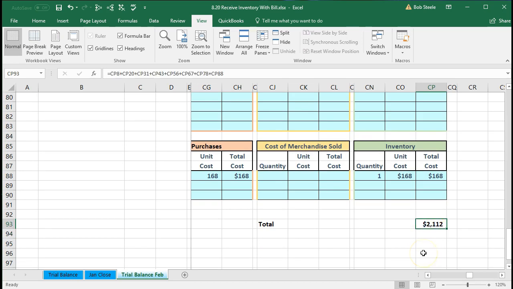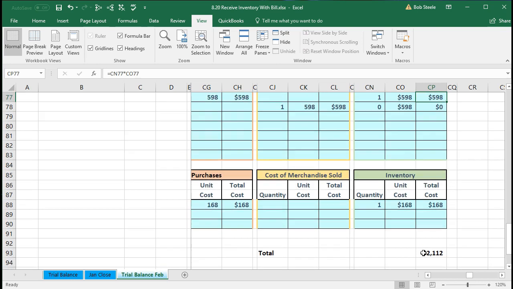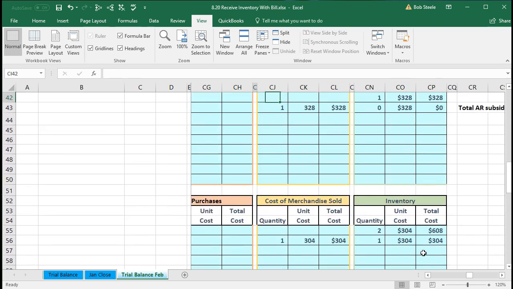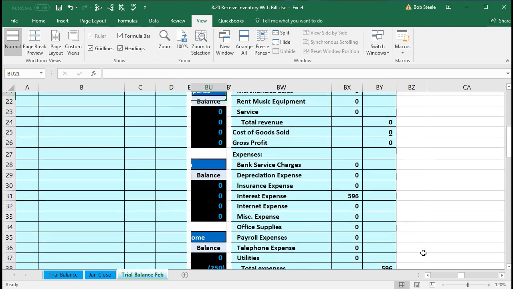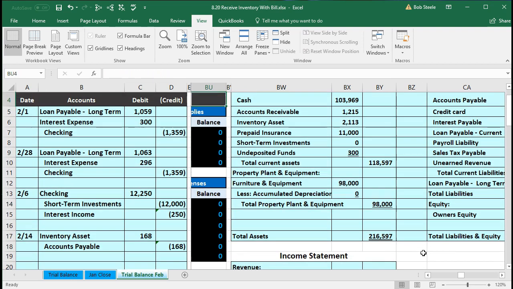So we're going to go check now that should add up to 2,112. That's what should be on our inventory items now. So let's go check that. We're going to check inventory on the trial balance. We can actually check it on the financial statements here. So inventory on the 1,000, it's $1 off. That's okay. That's rounding.